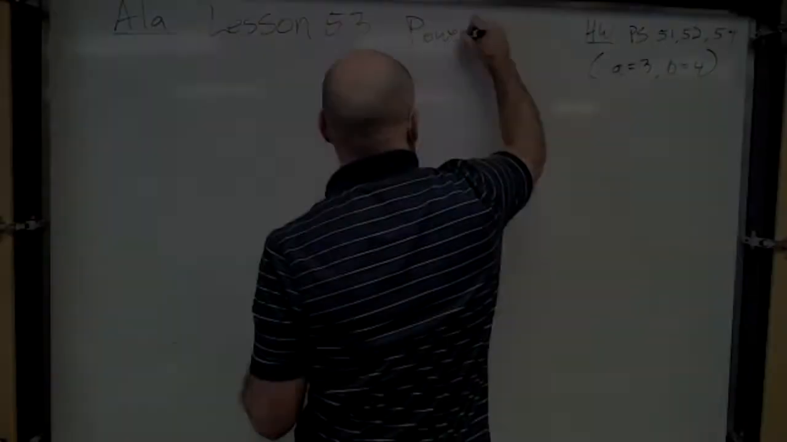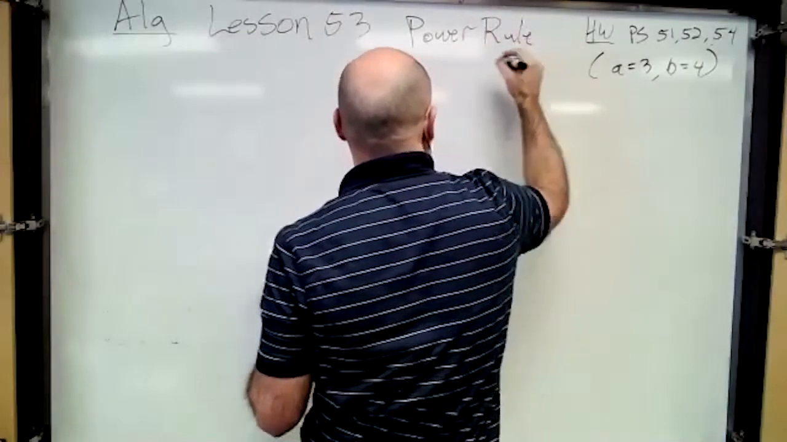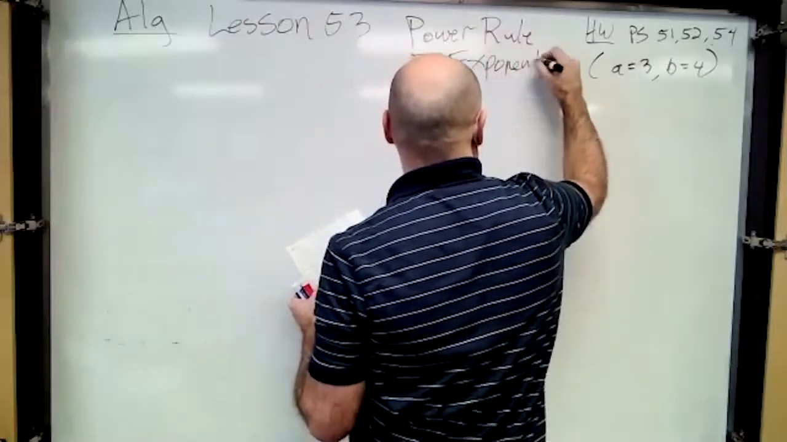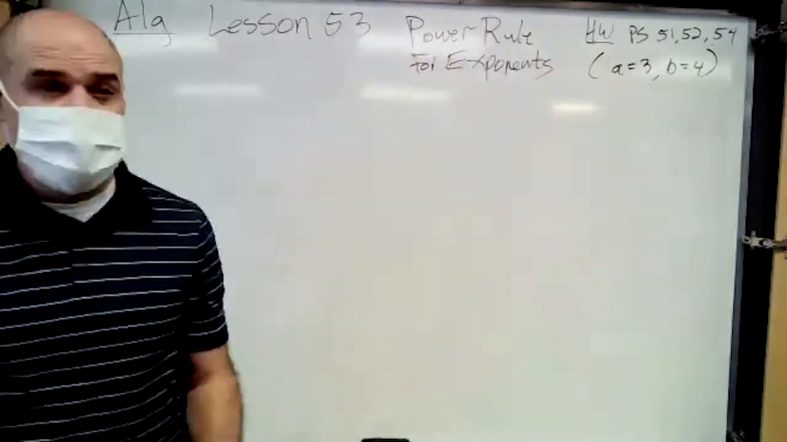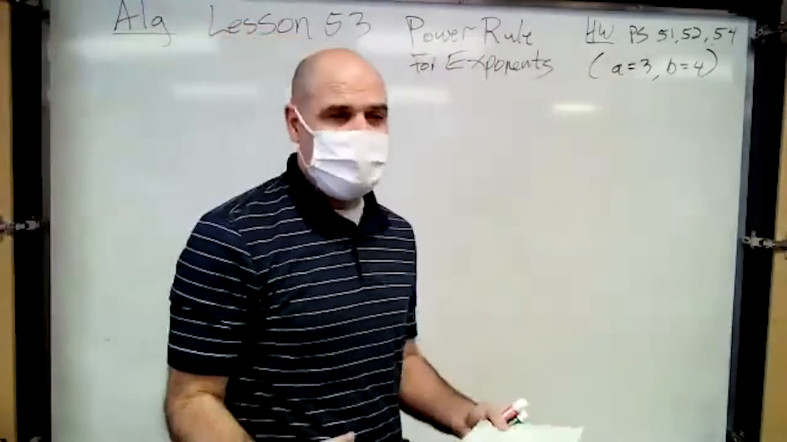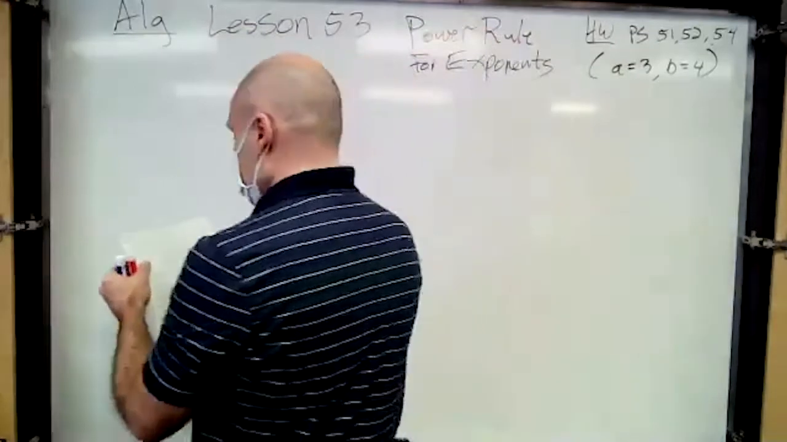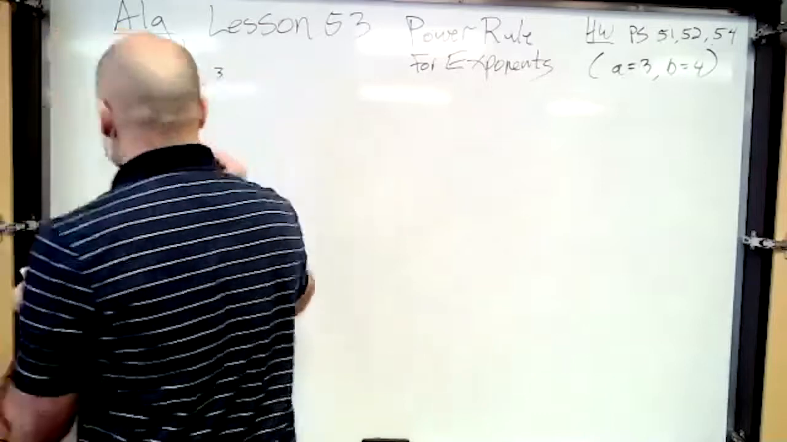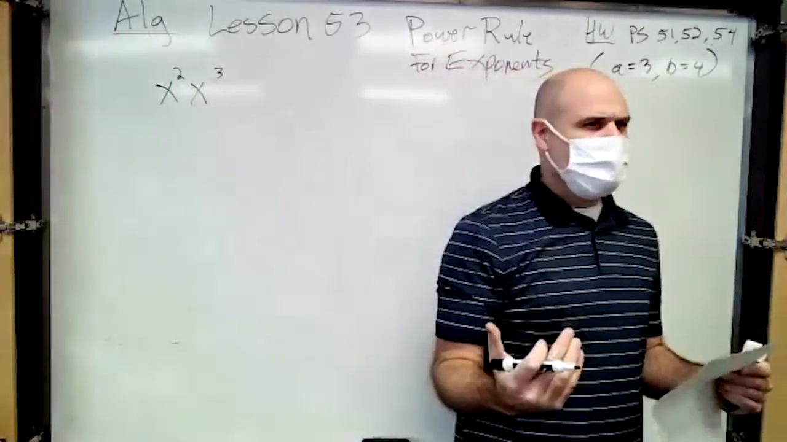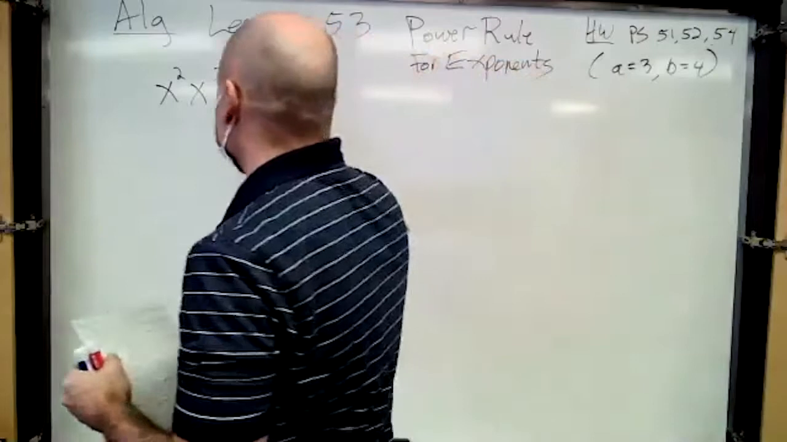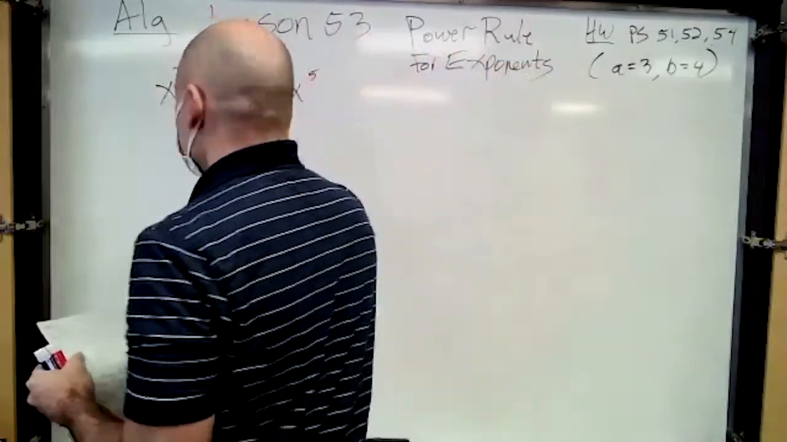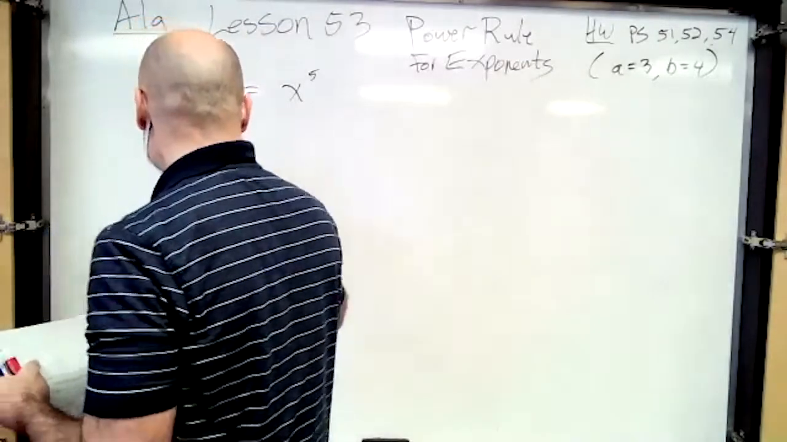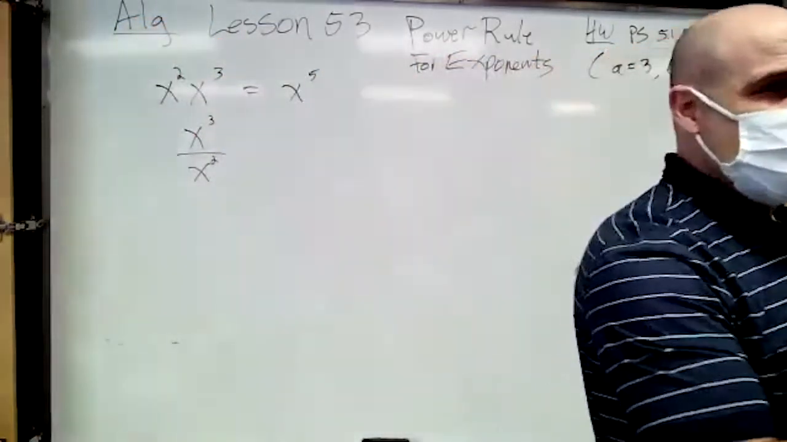Math! So this is the power rule for exponents. Okay, so what we've already learned is the product rule, which basically when we have something like x to the second times x to the third, how is that simplified? What is this? X to the fifth. And a couple of you on your last test forgot to do this, that you also need to simplify this.